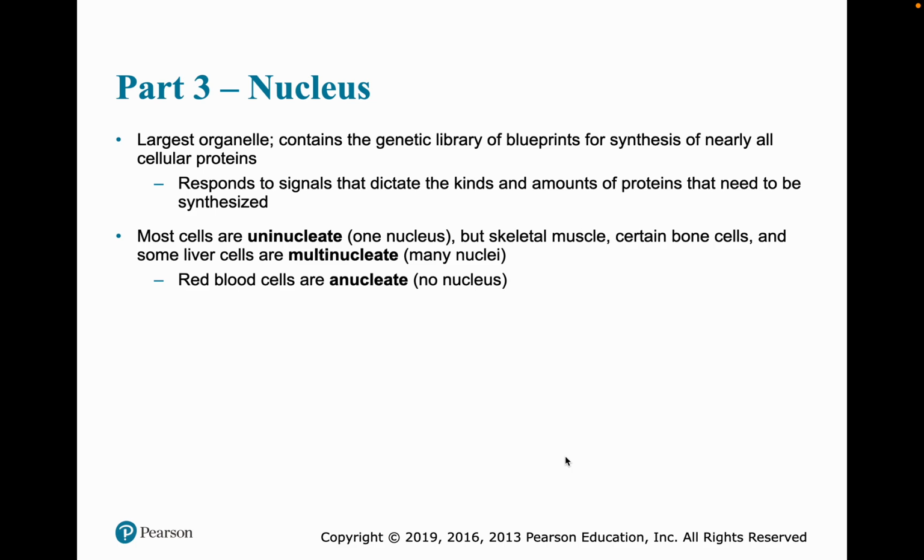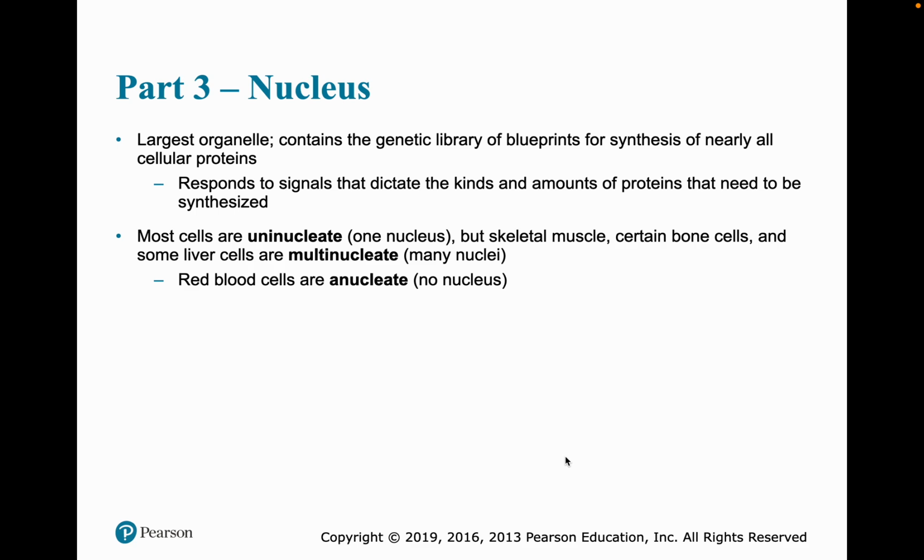The nucleus is the largest of all the organelles. It's got the genetic blueprint for all cellular proteins. It responds to signals that dictate the kinds and amounts of proteins that need to be synthesized.